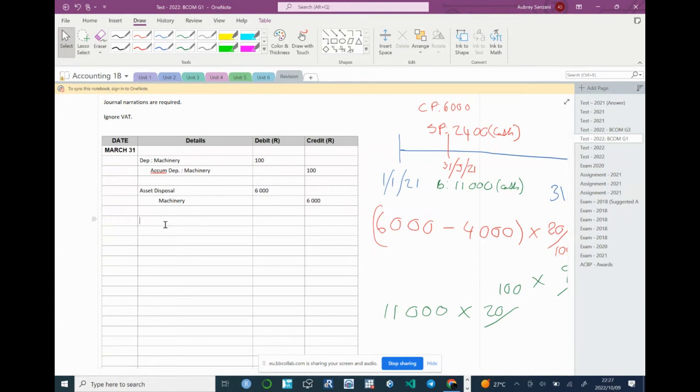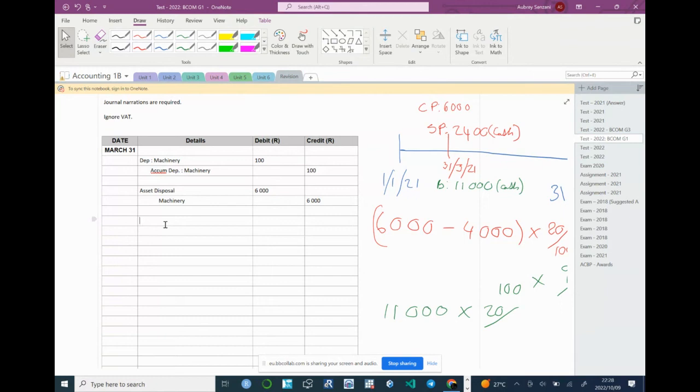What's step number 2? I just told you guys these steps. Removal, right? And remember when we say removal, we're removing this out of the books because we're disposing of the asset. So we're now removing the cost of this asset from our machinery account. Does that make sense? We no longer have the asset, okay?